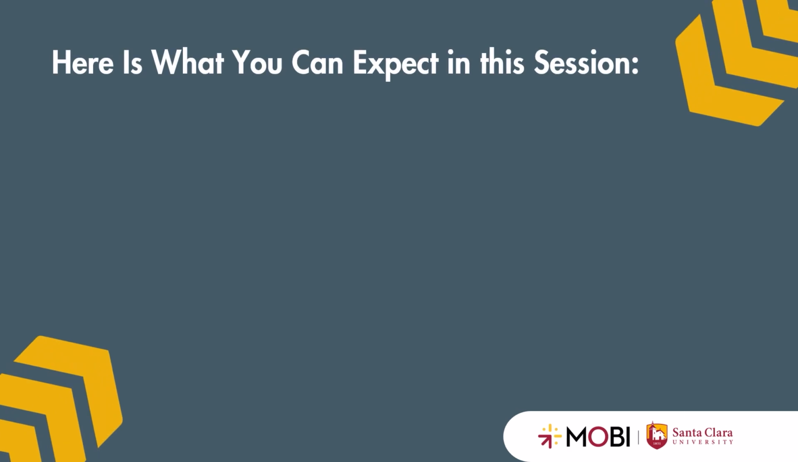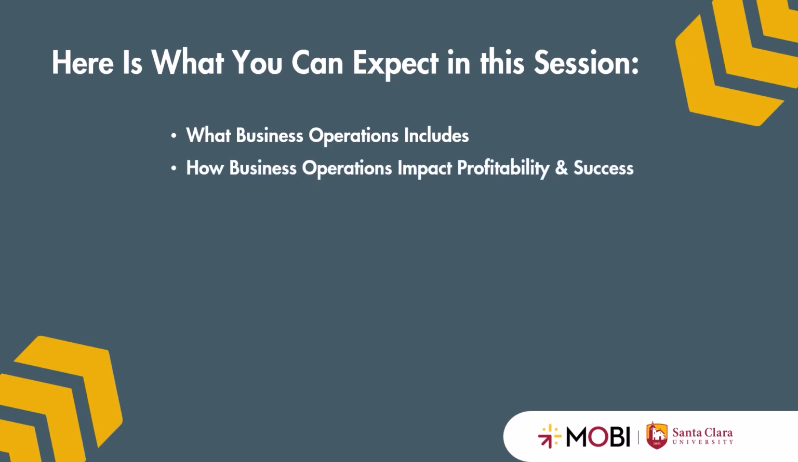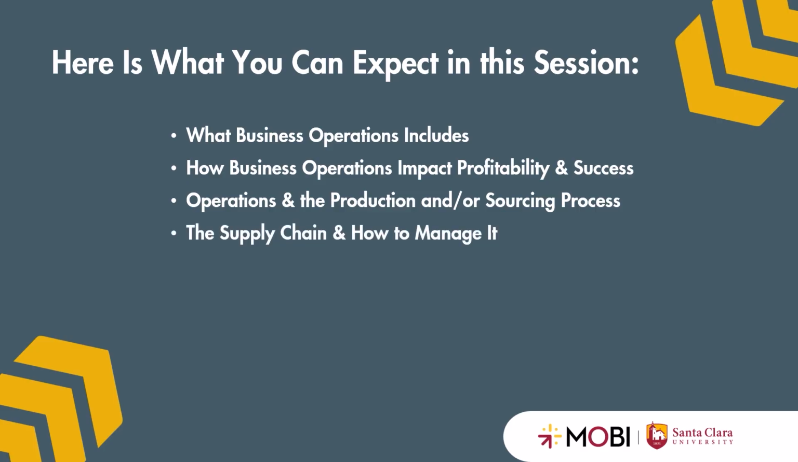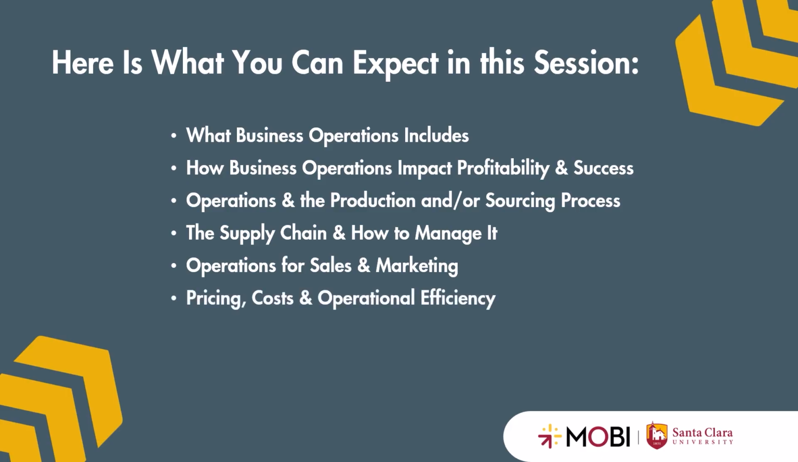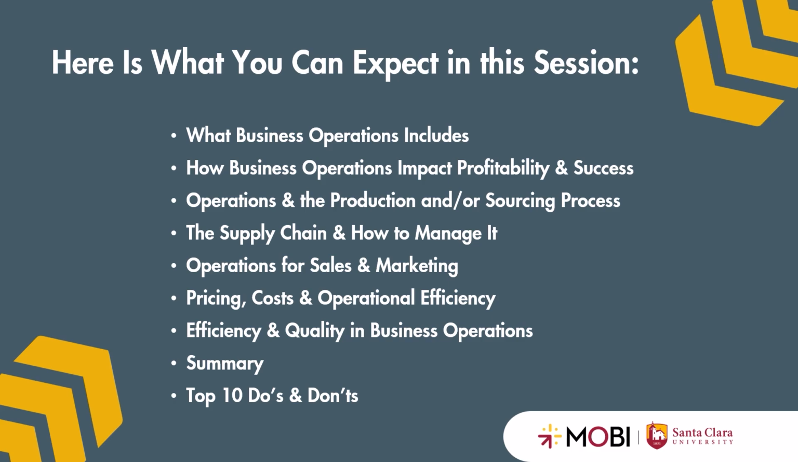Here's what to expect from this session. We'll go over what business operations includes with a general overview and the key components of business operations. Then we'll discuss how business operations impact profitability and success. We'll cover operations and the production process, as well as the supply chain and how to manage it. Up next, we'll take a look at operations for sales and marketing. We'll cover pricing, cost, and operational efficiency, as well as efficiency and quality in business operations. We'll wrap things up with a summary and a list of top 10 do's and don'ts.